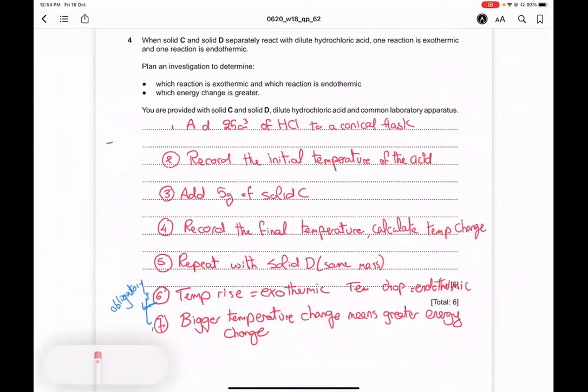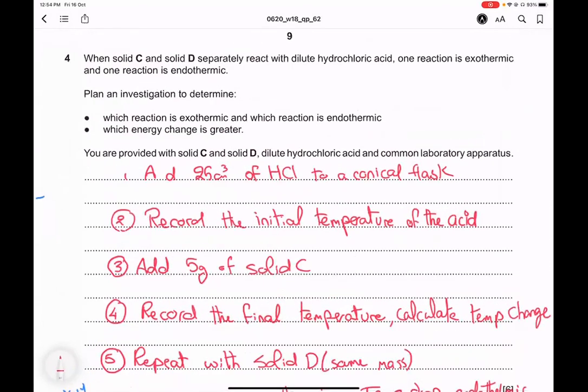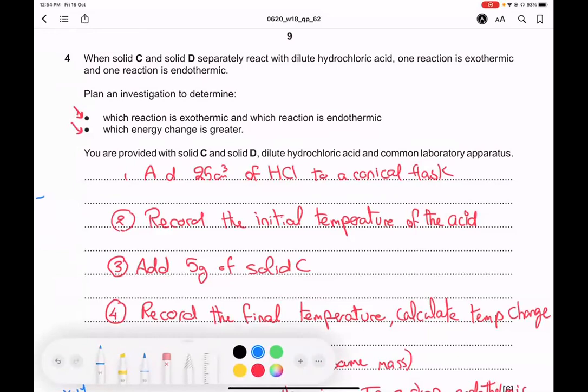Okay. In the last experiment, he's saying when solid C and D separately react with dilute hydrochloric acid, one reaction is exothermic and one reaction is endothermic. Plan an investigation to determine which reaction is exo and which is endo, and which energy change is greater. Okay, which is exo and which is endo, we will see.